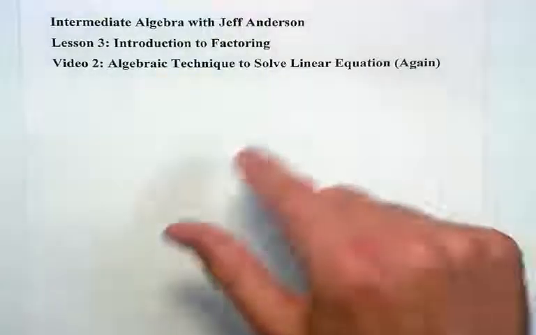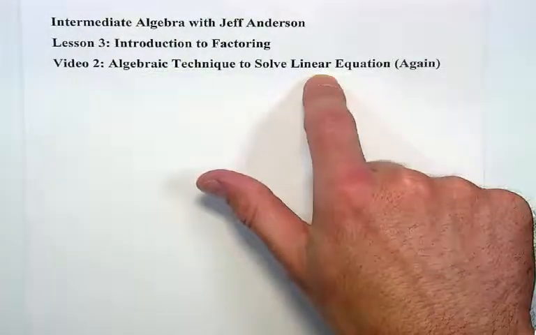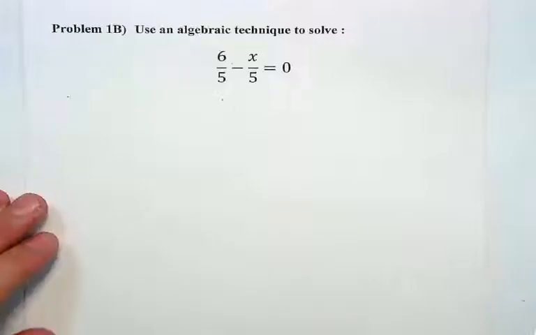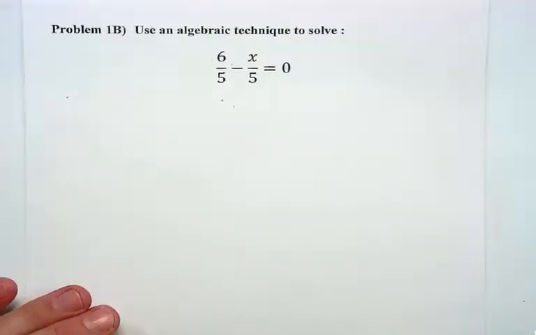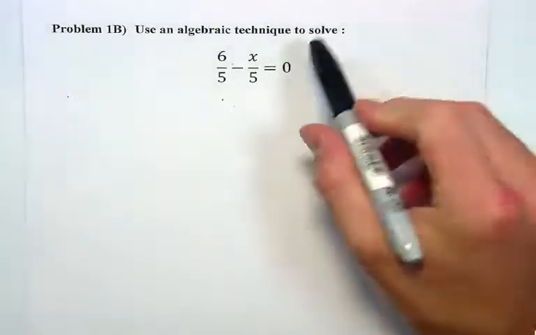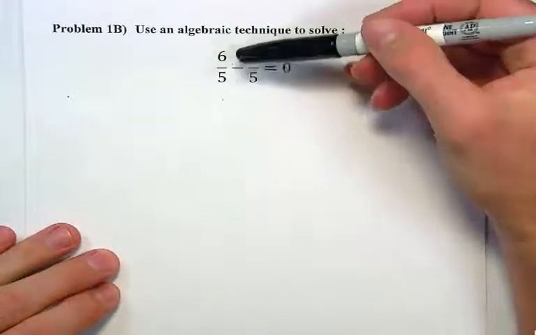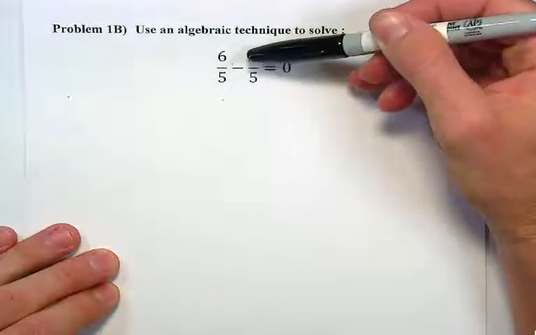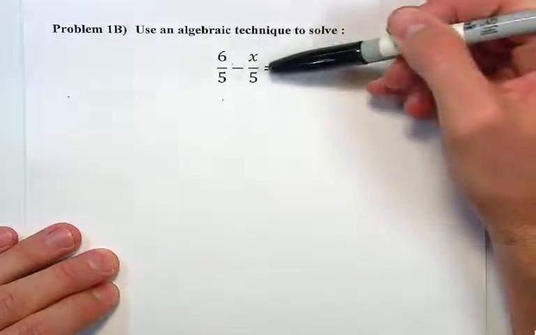We're going to do another example of solving a linear equation using an algebraic technique. Here is our next problem. Use an algebraic technique to solve 6 divided by 5 minus x divided by 5 equals 0.